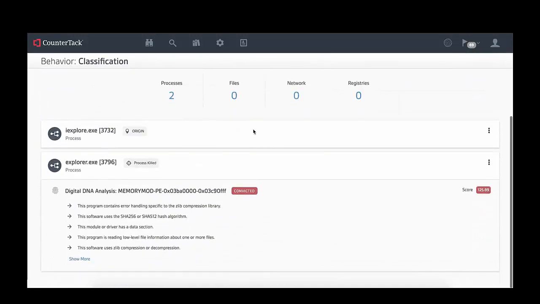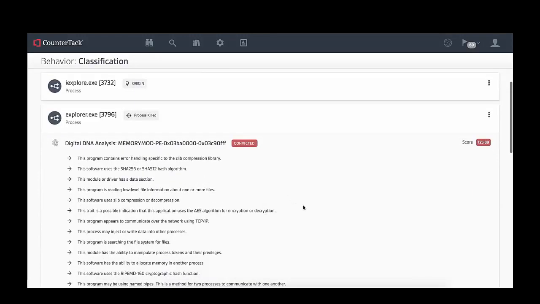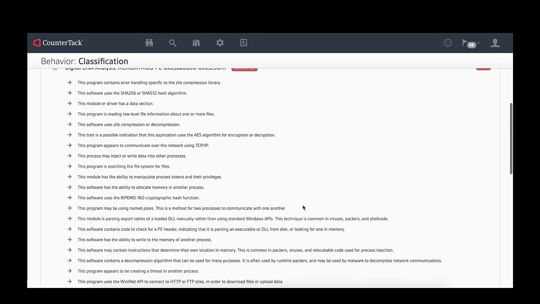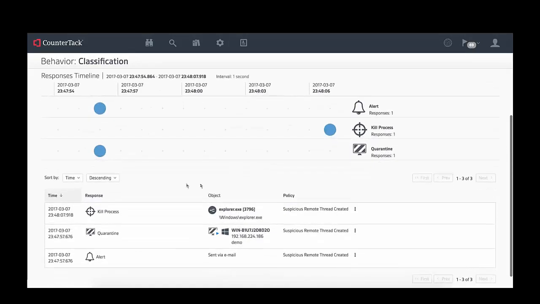Explorer process, which is a suspicious activity, which caused the CounterTack agent to scan both process spaces and memory using our digital DNA technology and evaluated them to see if they contained malicious traits. As we can see here, the Explorer process did contain malicious traits at the time of the scan. The CounterTack agent was then capable of making a decision and taking action automatically on the process in real time by killing both Internet Explorer and the Explorer processes and placing a network quarantine on the endpoint.